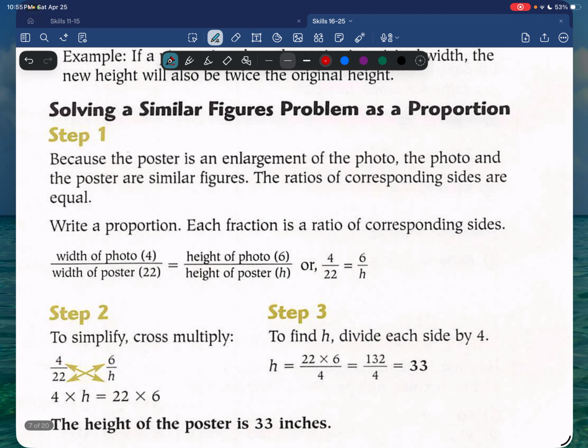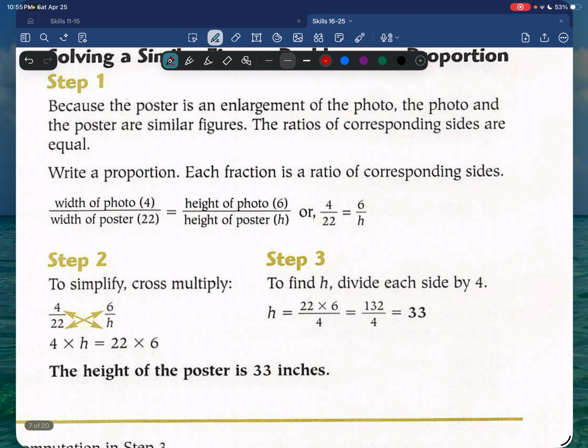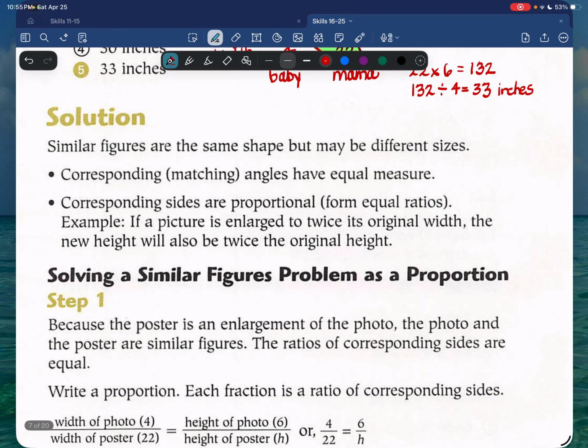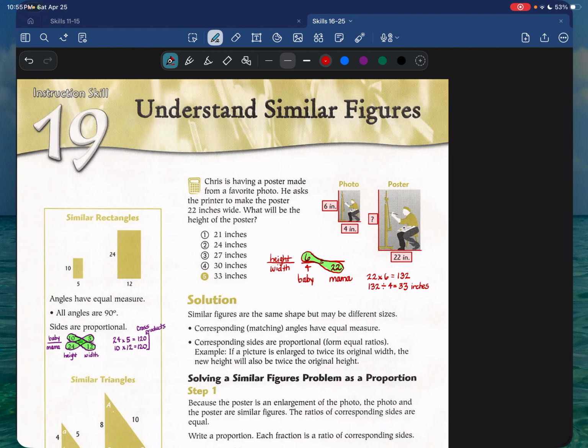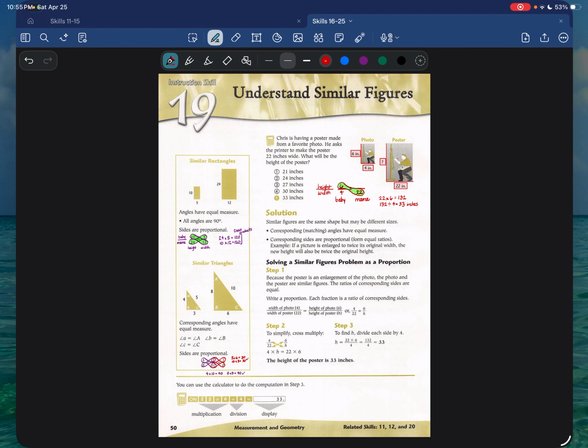And then you cross multiply. You would do 6 times 22 and 4 times h to get 33. The height of the poster is 33 inches. This method absolutely works. Also, my method works, of mama and baby. You can use either one you want to use, whichever makes sense to you.